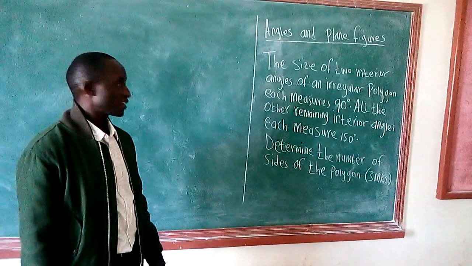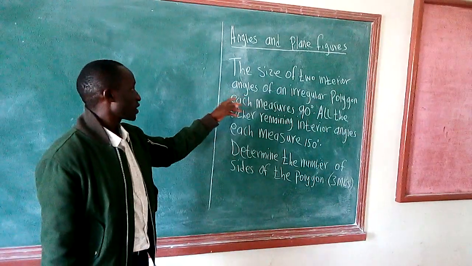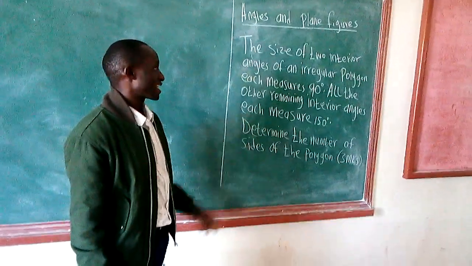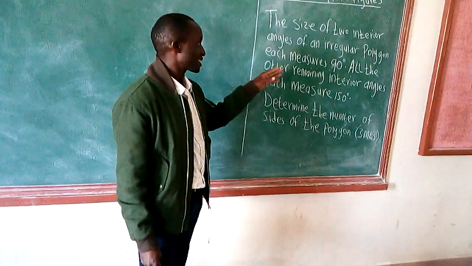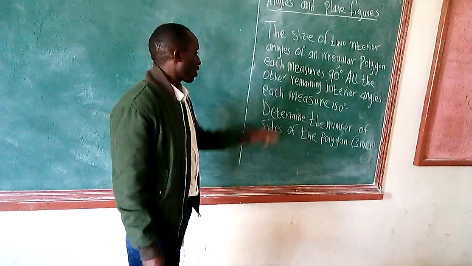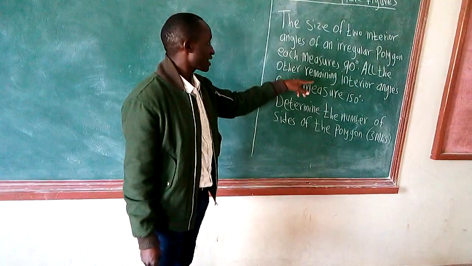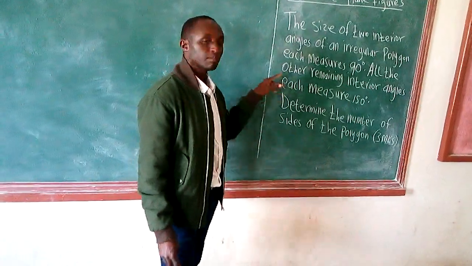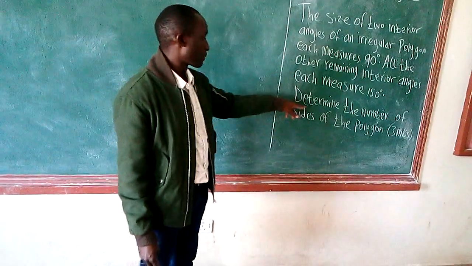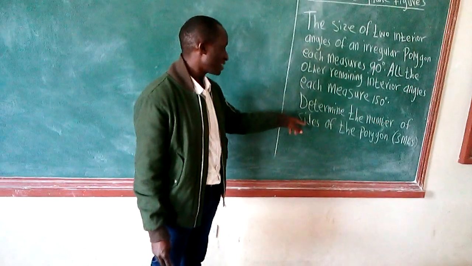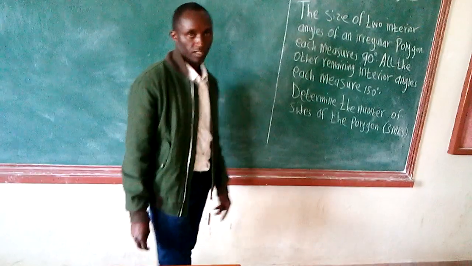Therefore, the question is saying the size of two interior angles of an irregular polygon, each measures 90 degrees. All the other remaining interior angles each measures 150 degrees. Determine the number of sides of the polygon.